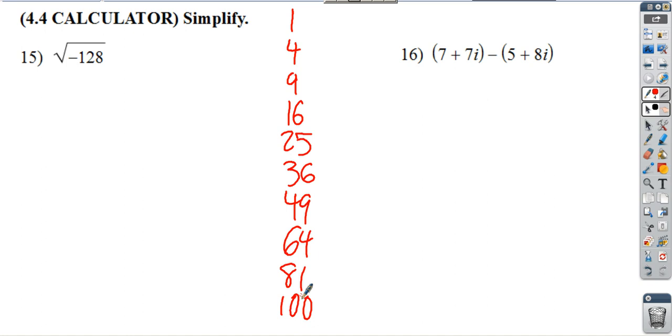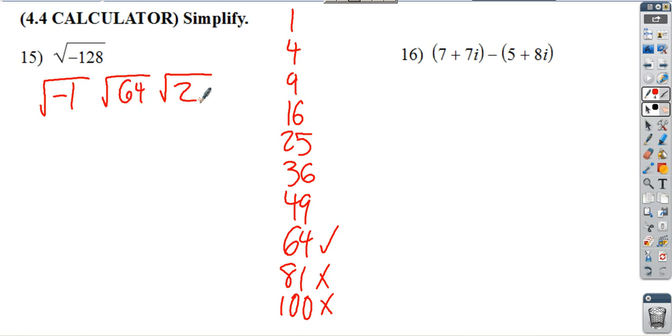And the idea is you want to look for the biggest possible perfect square that you could pull out. So obviously 100 does not go into 128, 81 doesn't work, but 64 does work. Okay, this turns out to be, and actually let me first do this. We'll first pull out a -1 because that's a negative square root. And then 128 turns out to be 64 times 2.